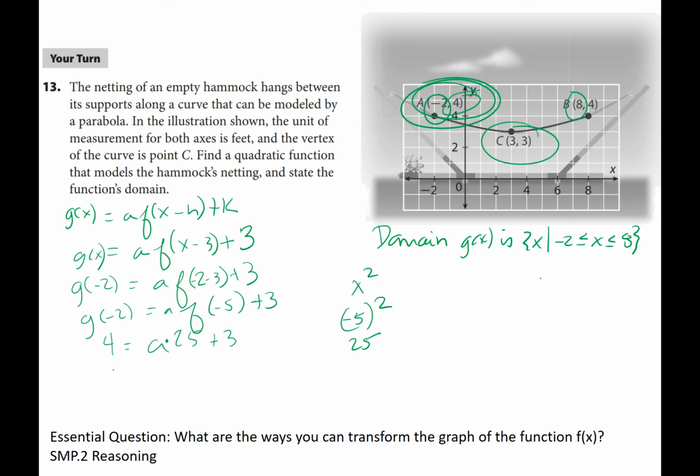So I'm going to go ahead and move the 3 over. 4 minus the 3 would be 1 equals 25a. So a ends up being 1 over 25. I'm going to put that back into the formula: g of x equals 1 over 25 f of x minus 3 plus 3. And if we were taking a test, we would take this other point, 8, 4, and plug it in, just to make sure that we actually had that right.